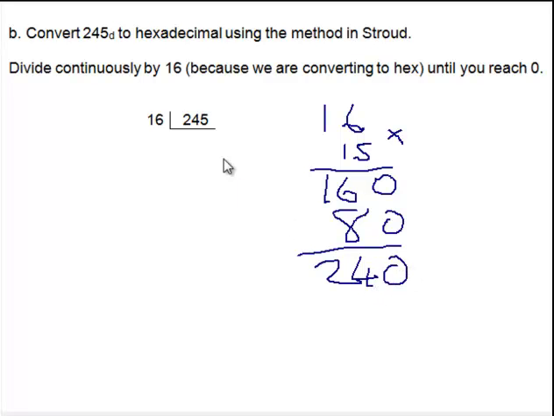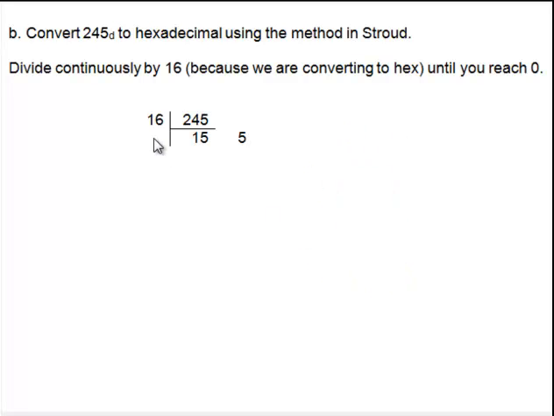Okay, so 240 taken away from 245 will give us the answer 5, so that's okay. So that means that 16 goes into 245 15 times with a remainder of 5. If we divide 15 by 16, it goes in no times, and there's a remainder of 15, which is the same as F in hex. As before, we take that column and we allow it to fall over like that, which means that the most significant digit is F and the least significant digit is 5.